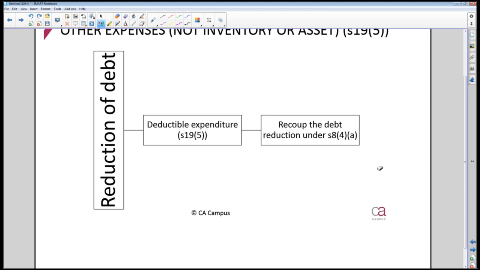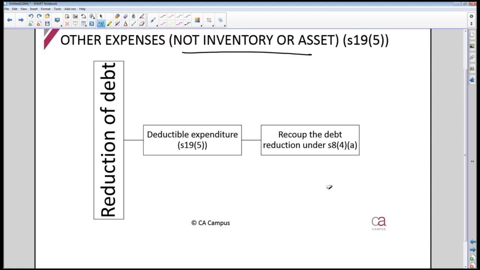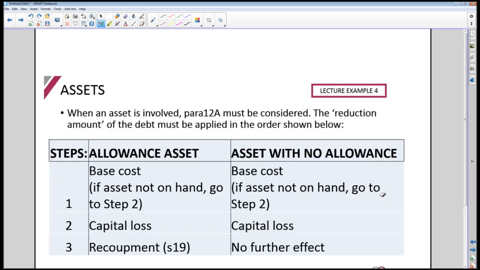Then, if it is any other expenses, so not inventory or an asset, so this is anything where I claim the deduction, but there's no real asset attached to it. This will be, for example, paying salaries and wages and stationery and so forth. The full debt reduction amount is recouped under section 8(4)(a).